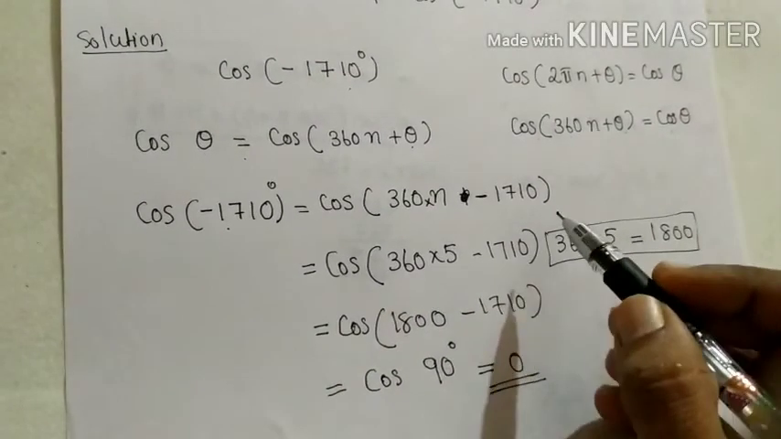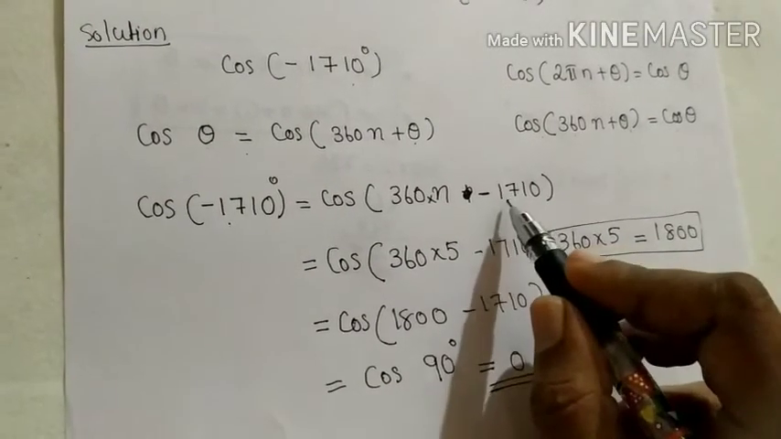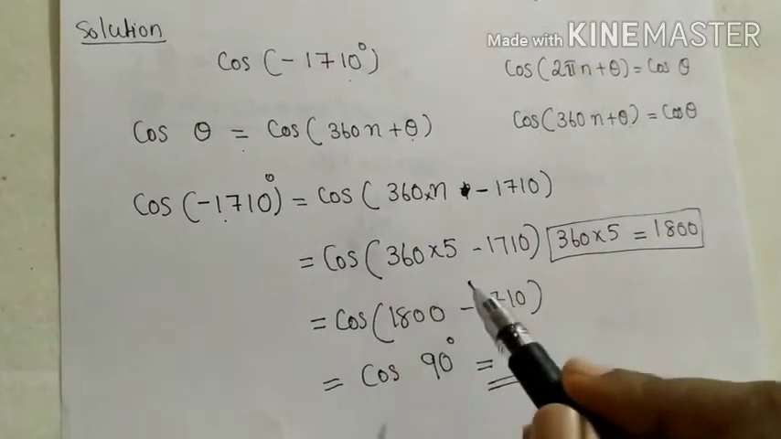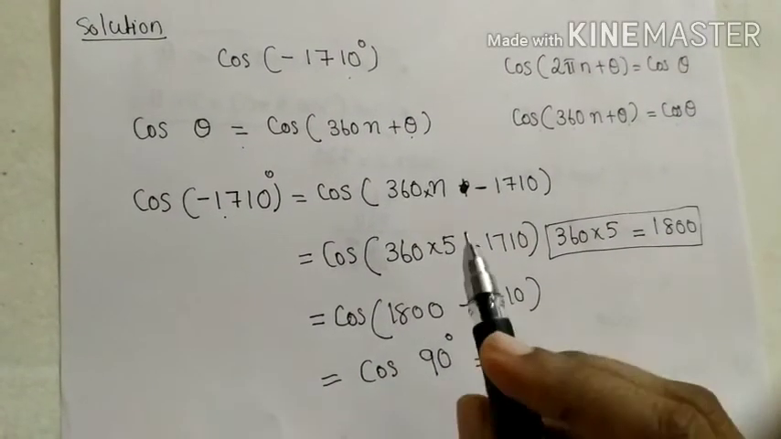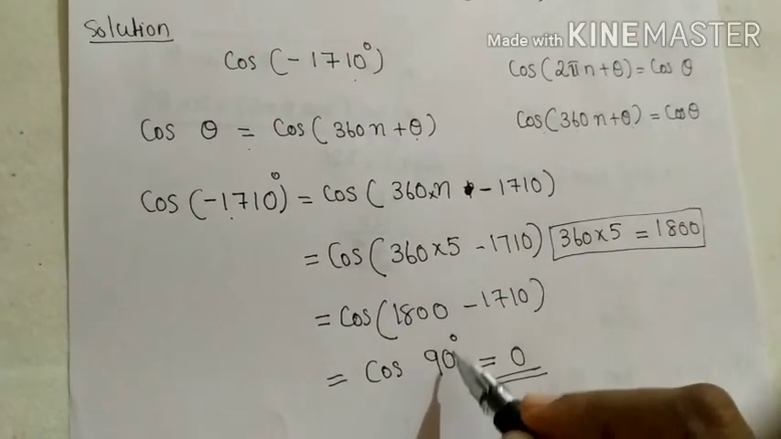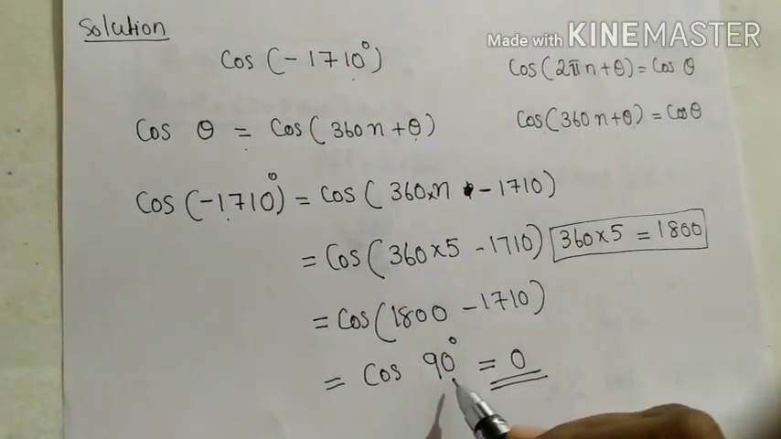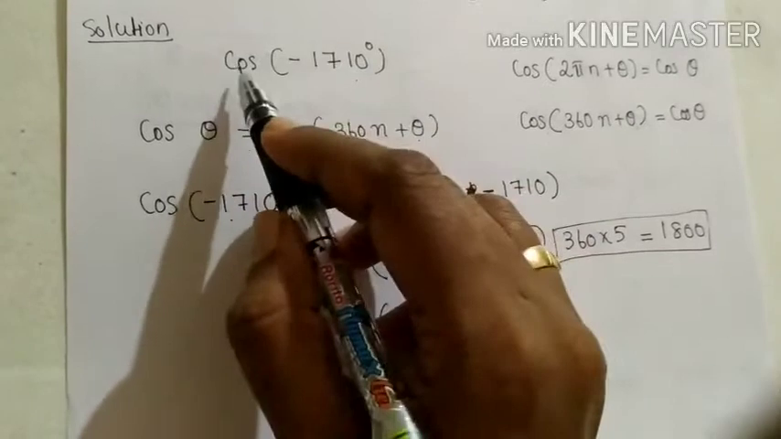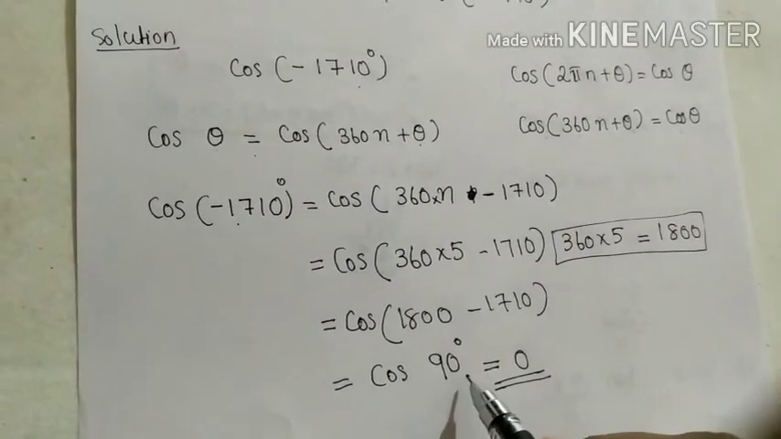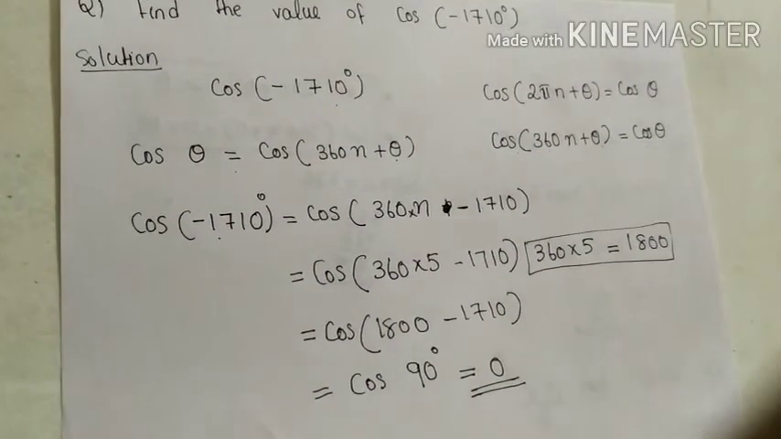So we know that 360 into 5 is 1800, which is near to our given value in degrees, and substituting here and subtracting these two, we get a positive value. This negative value is equivalent to this positive value, and cos of minus 1710 degrees is equivalent to cos 90, and we know that cos 90 is equal to 0. Okay, I hope you understood.